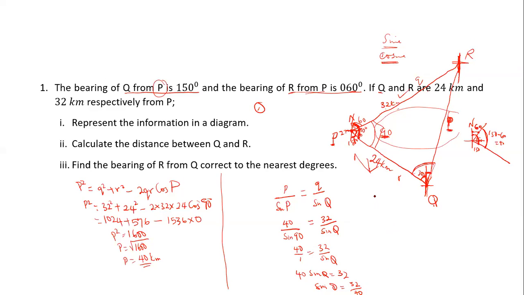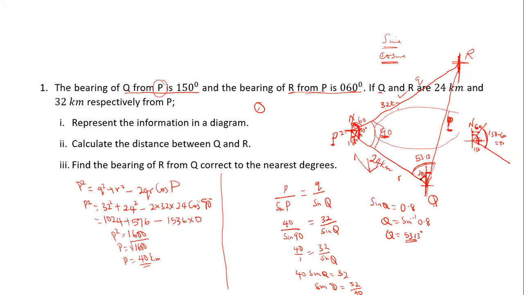From there, when you divide 32 by 40, that gives us 0.8. So sine Q equals 0.8, and Q equals arc sine of 0.8. So arc sine of 0.8, what will it give us? That's 53.13. That's the whole angle here, 53.13.